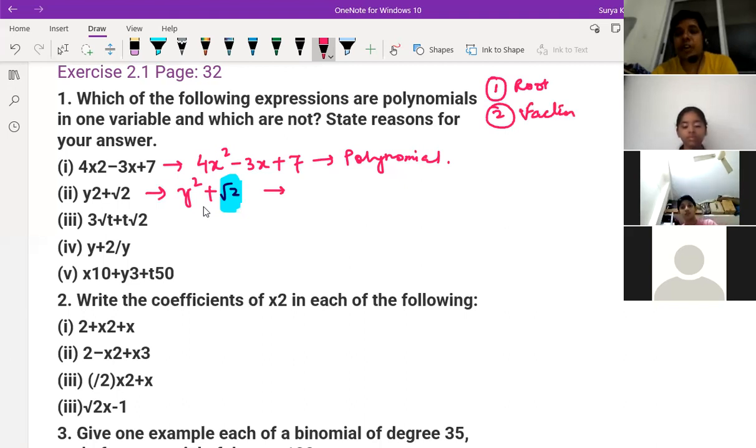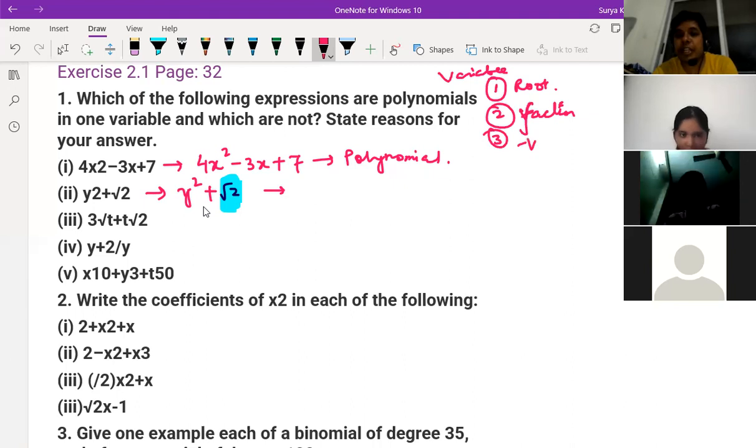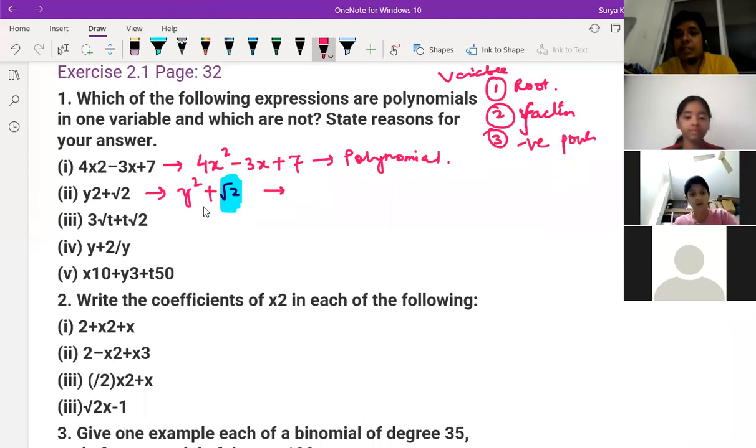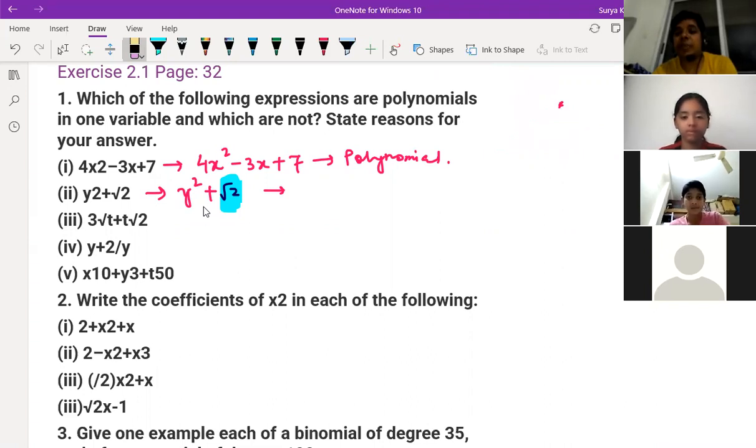All this we are talking about is the variable only. Variable should not be in a root. Variable should not be in a fraction. Next, variable should not have negative powers. We have read all that, right? Yeah, sir. So if the constant part has a root or whatever, don't bother about that. This is what should be told for a polynomial.